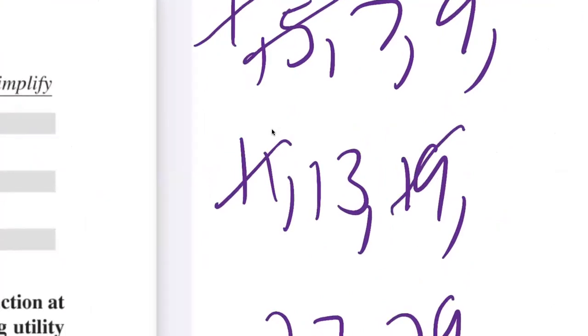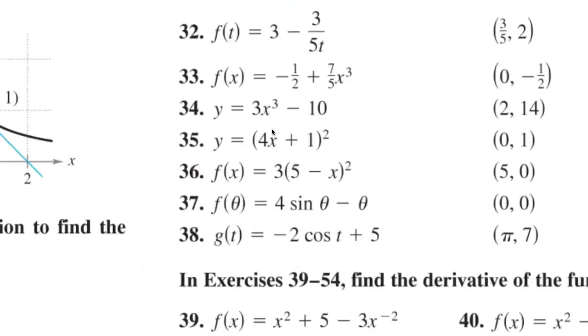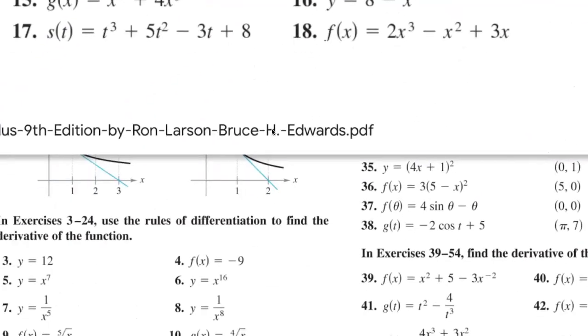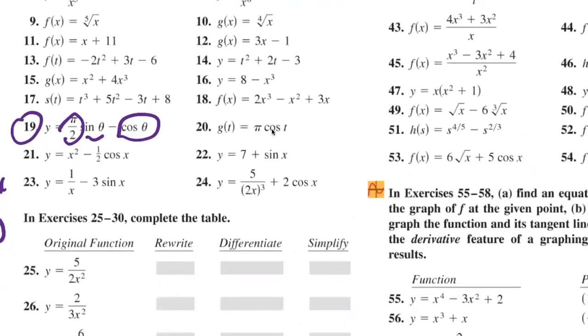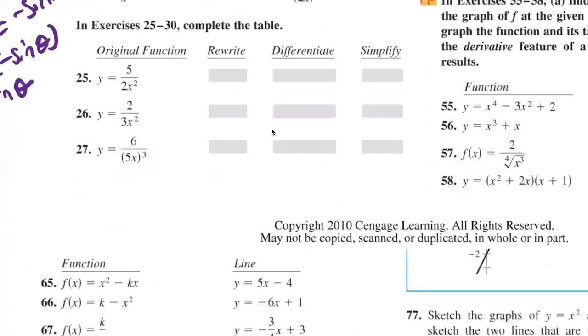So I did 19 for you, right? 27, 29. Let's see, I don't remember if I gave you any more trig derivatives right now. 27.